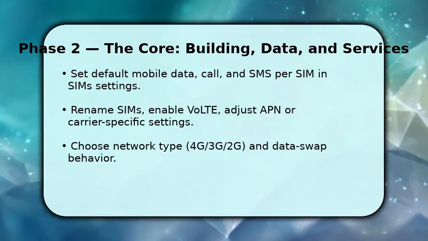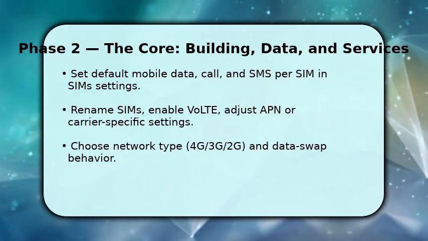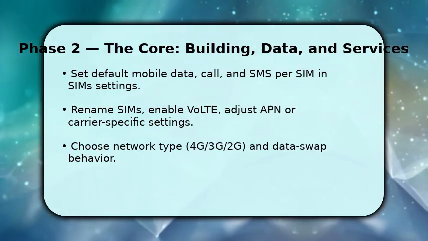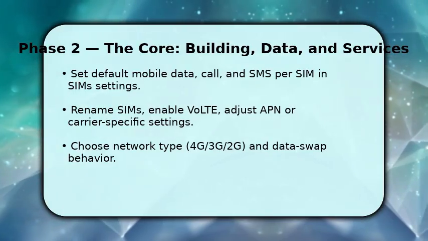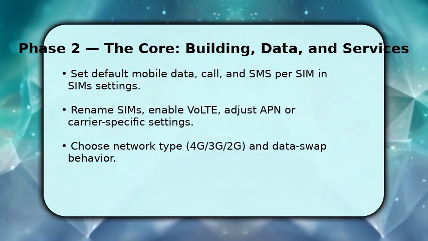Make sure to rename each SIM for quick recognition, enable VoLTE if available, and check the APN settings if data won't connect. Finally, select preferred network types for each slot, and set automatic or manual data switching so calls aren't dropped when data needs to swap between lines.